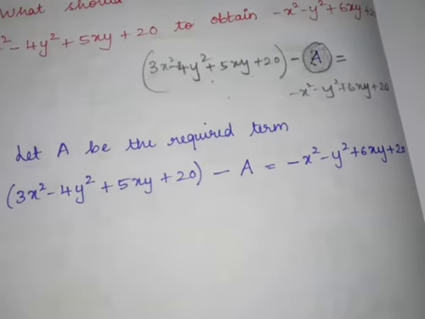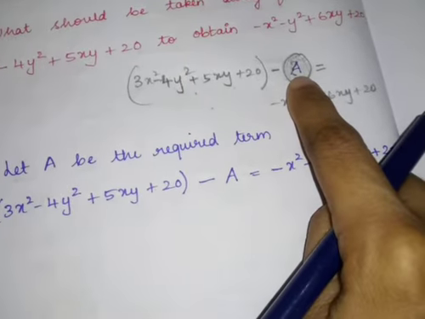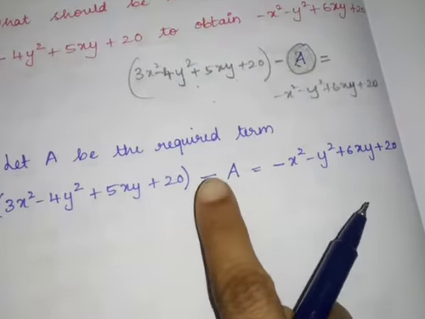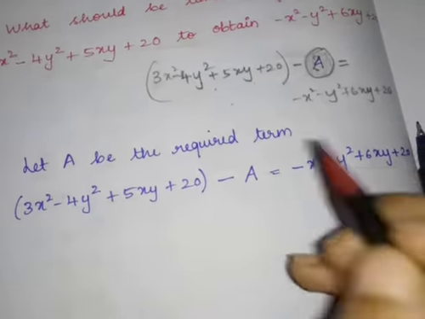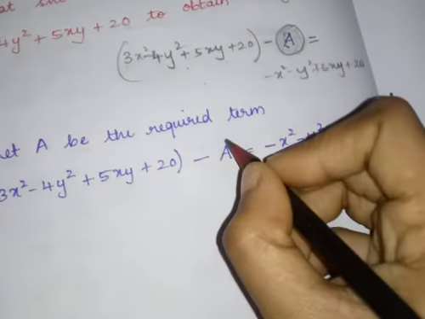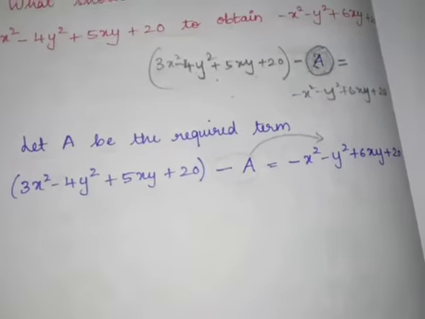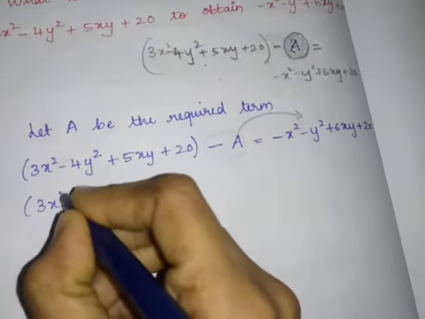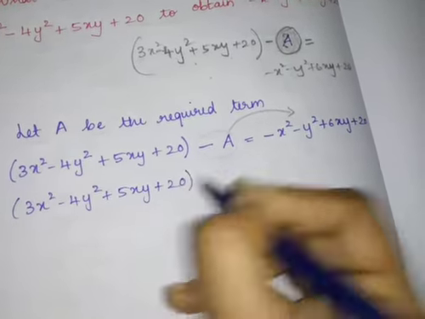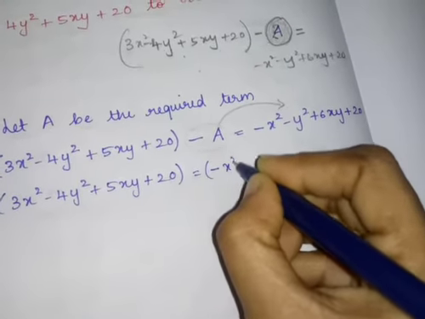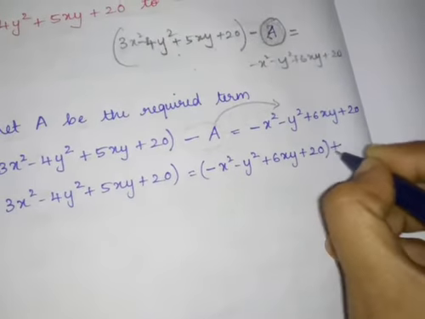Now I told you, this capital A should always be positive, right? It should not be negative. But here this A is negative because minus A is given. So what will you do? You will make that minus A as plus A. How? If you bring this minus A to the other side, it will become plus A, correct? So now I am writing 3x square minus 4y square plus 5xy plus 20 is equal to minus x square minus y square plus 6xy plus 20 plus capital A.